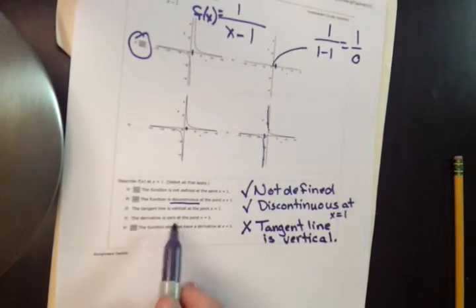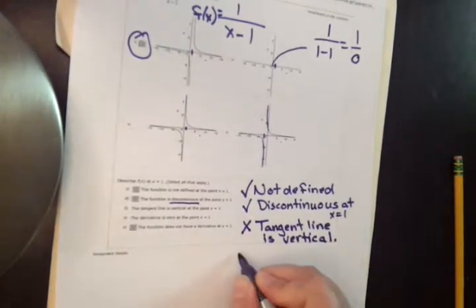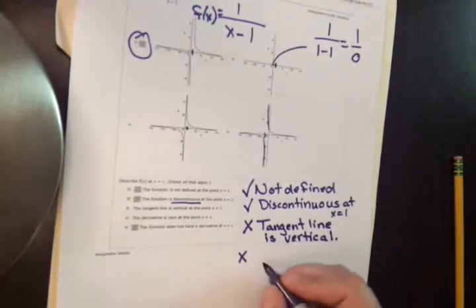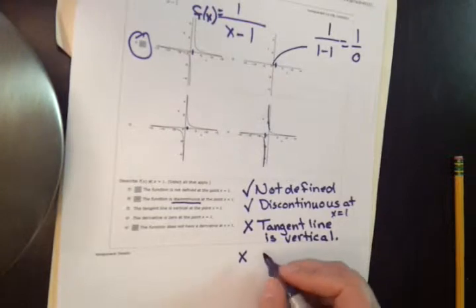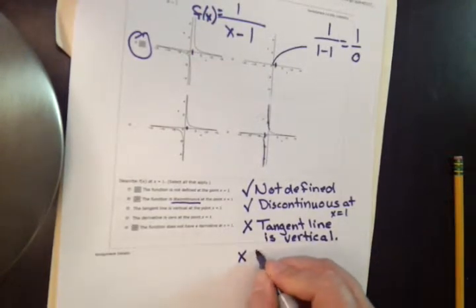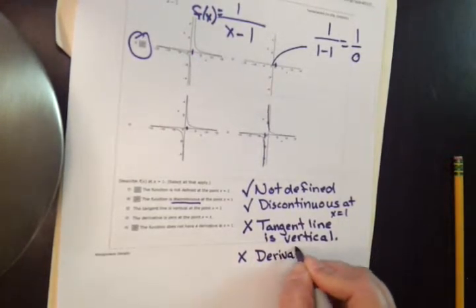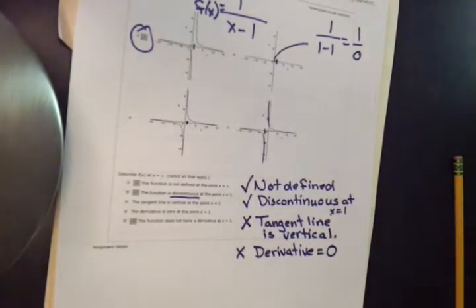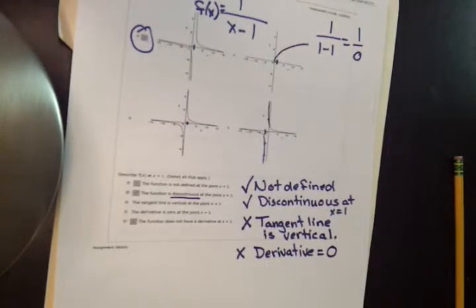The next choice: the derivative is 0 at the point x equals 1. Well, that's not correct either, because we know that the derivative is the same thing as the slope of the tangent line, and we just said you can't even draw a tangent line there. You can't put a tangent line at a place where you don't have a point, so you can't find a derivative at that point. So that one is also not correct. There's no point where you could draw a tangent line to that graph at x equals 1.